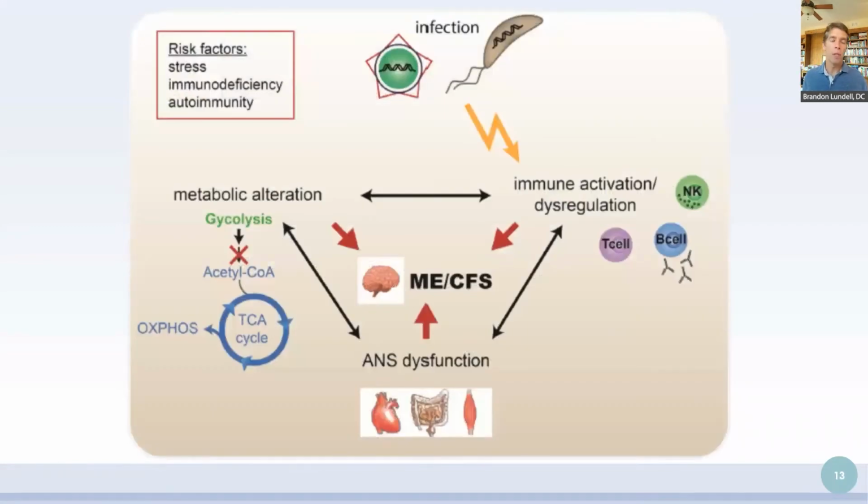This is a good summary of the autoimmune triad. We get metabolic alteration, and immune activation and dysregulation with chronic infections and dysbiosis, which causes autonomic nervous system dysfunction and inflammation in the TCA cycle, and that leads to many of the factors behind this chronic fatigue. Next slide.